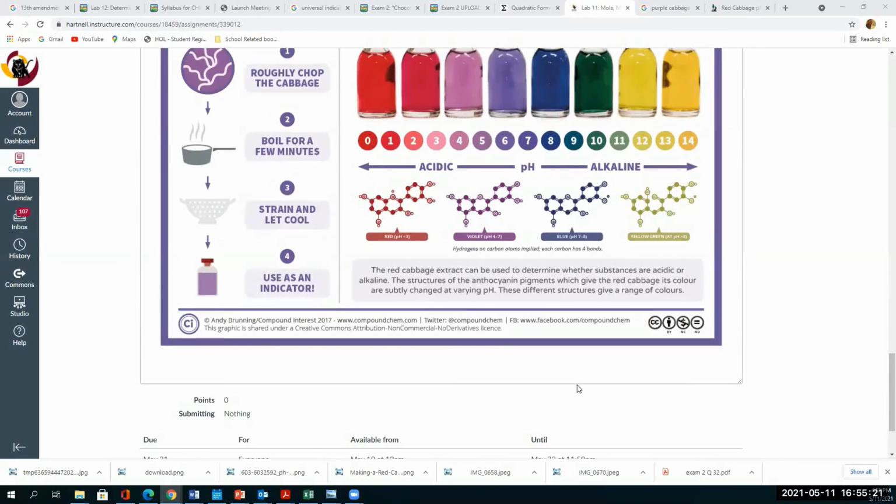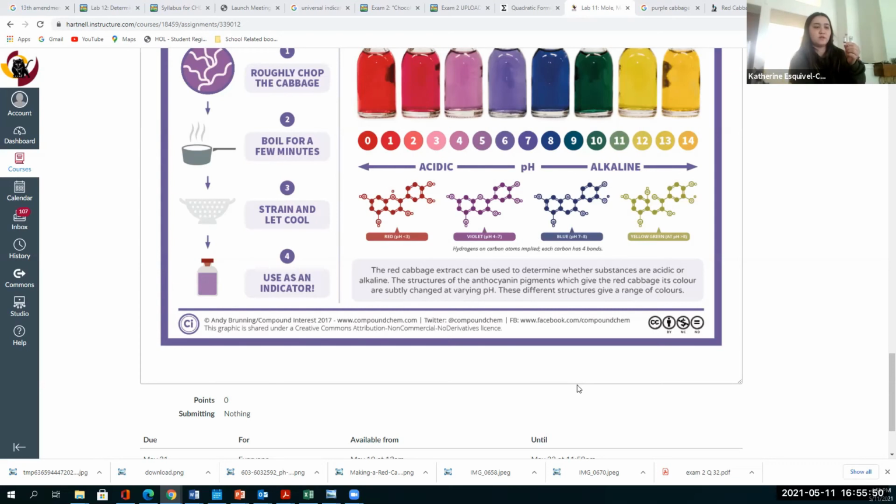Dr. Henry, the cabbage indicator doesn't work because I just used it and it was not giving me results. Okay, then just write that in your lab report. Yeah, but the yellow strip is giving me results. Yes, that's good to know.